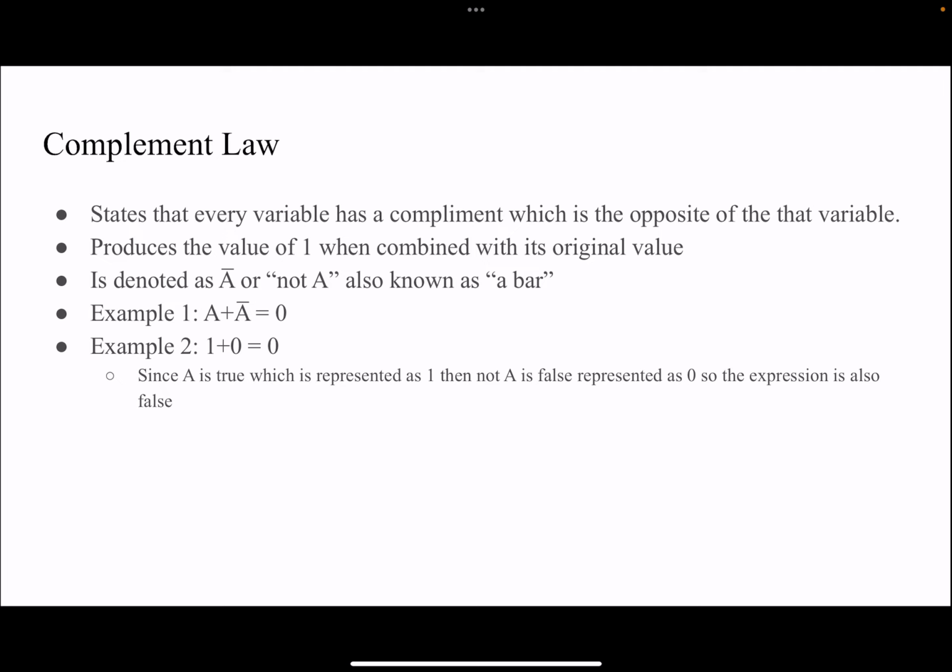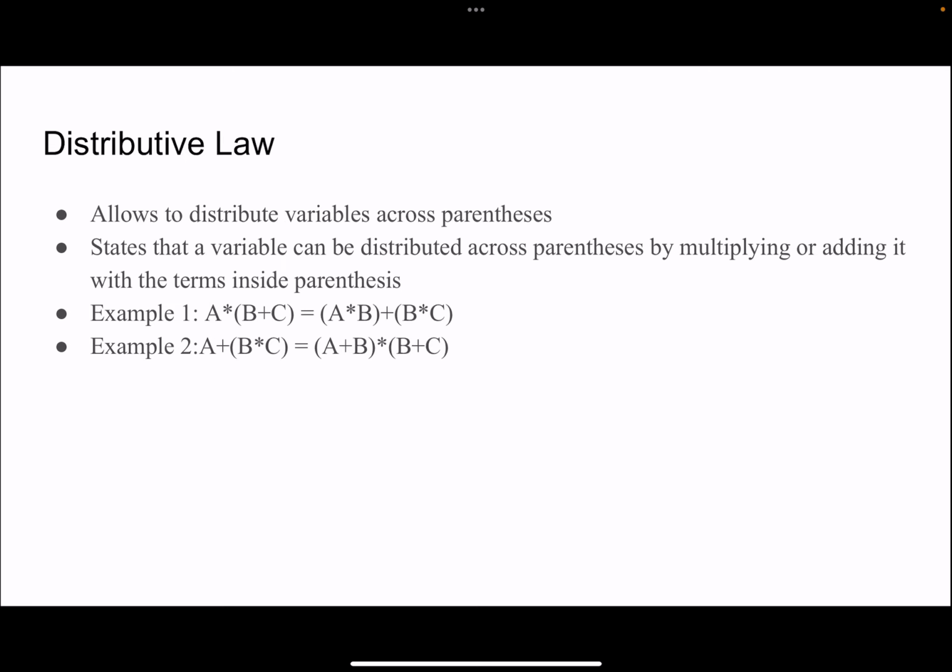Complement law states that every variable has a complement, which is the opposite of that variable, and produces a value of 1 when combined with its original value. It is denoted as not a, also known as a bar. Here are two examples. Since a is true, which is represented as 1, then not a is false, represented as 0, so the expression is also false.